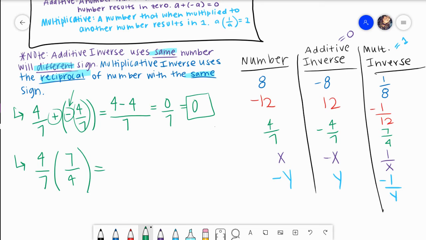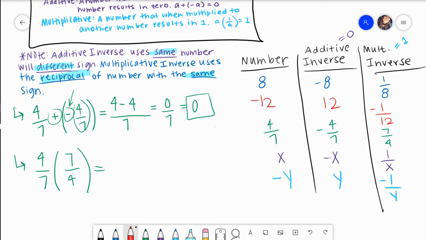There are two different ways you can go about this. You can multiply the top and get 28, and then multiply the bottom and get 28. 28 over 28 is just 1, right? Or what you can do is notice that you have something similar on the top and on the bottom that can cancel each other, and do that first.